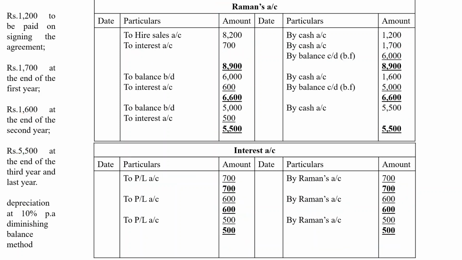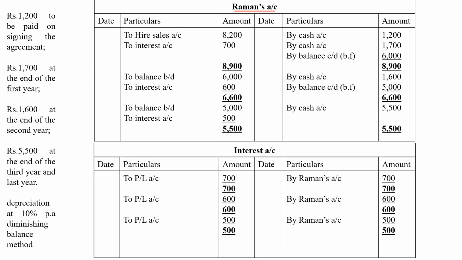Okay, let us see how to work out ledger accounts in the books of the hire vendor. In the previous part, we saw ledger accounts in the books of the hire purchaser. Now, in the hire vendor's books, how to work out the ledger account. The first account is Raman's account, that is the hire purchaser. In this question, the name of the hire purchaser is Raman, so Raman's account.